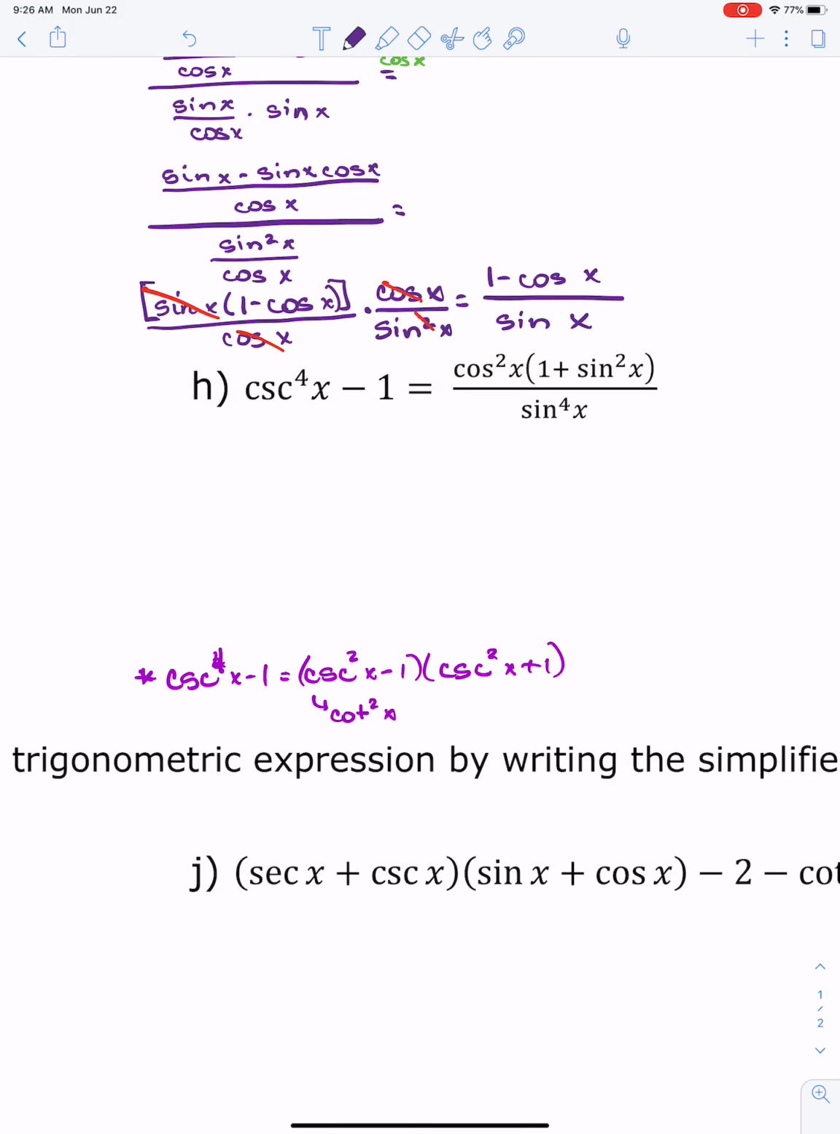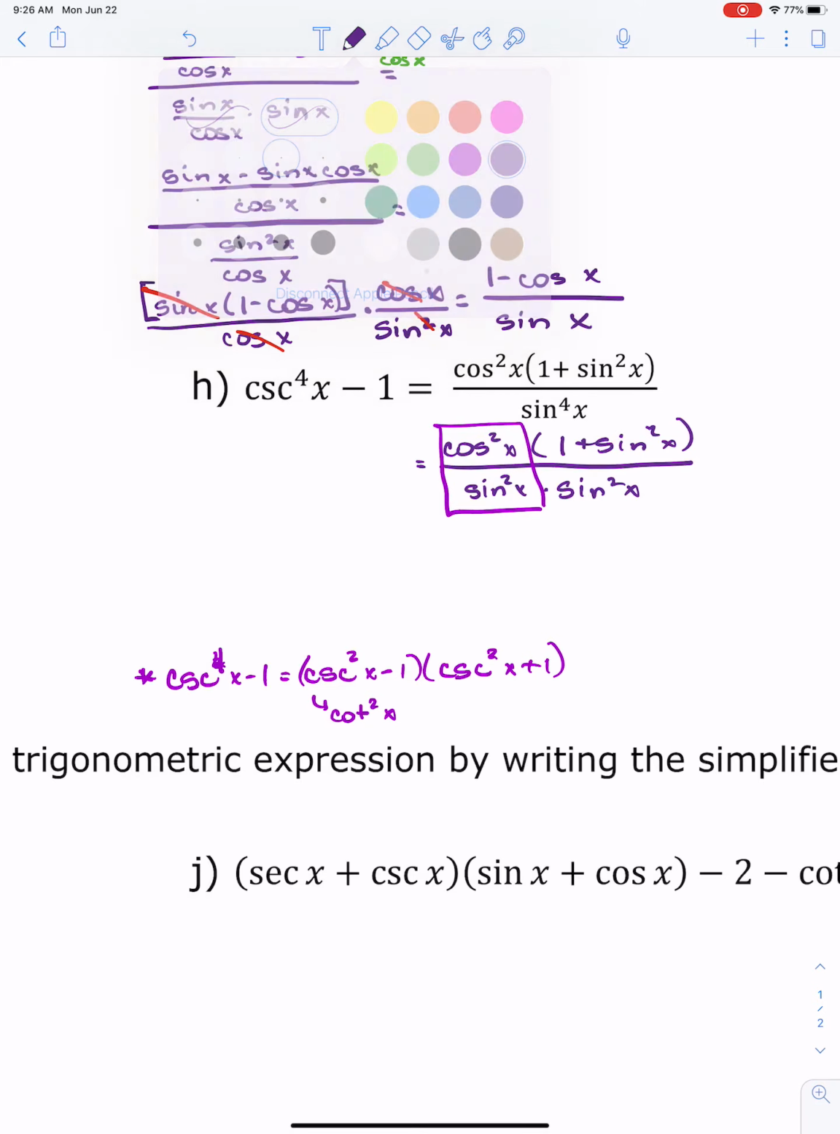So what I am going to do definitely is start with the right-hand side. And I'm going to rewrite this as cosine squared x times 1 plus sine squared x over sine squared x times sine squared x, because sometimes we can forget that I can separate a denominator. I mean, it's been multiplied. And now I can look at this in pieces. So I have cosine squared x over sine squared x. Well, that's just cotangent squared x.